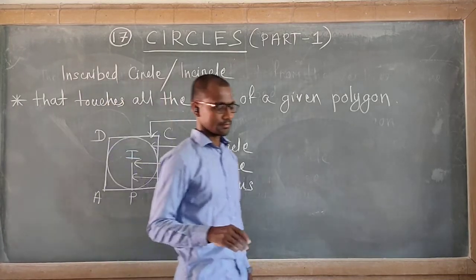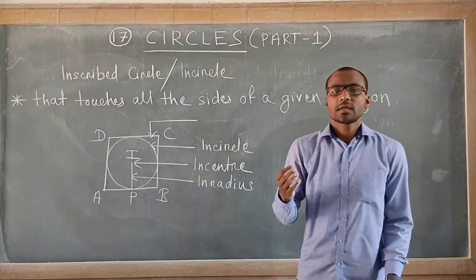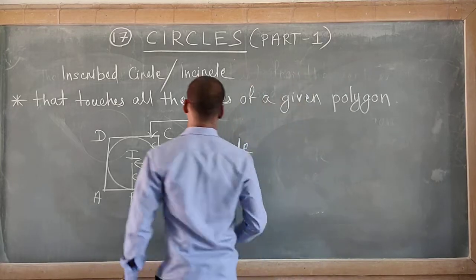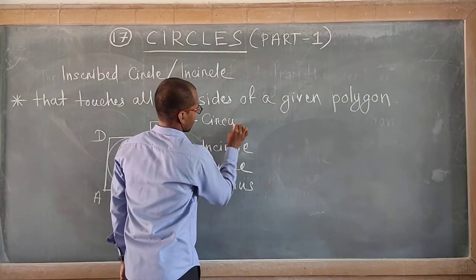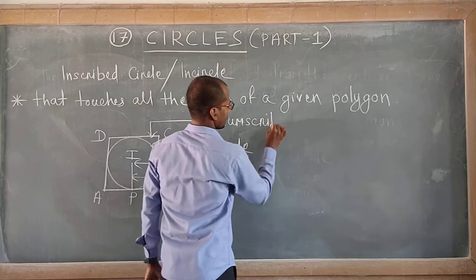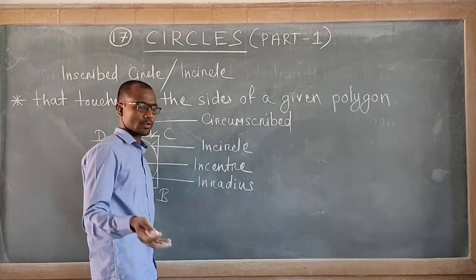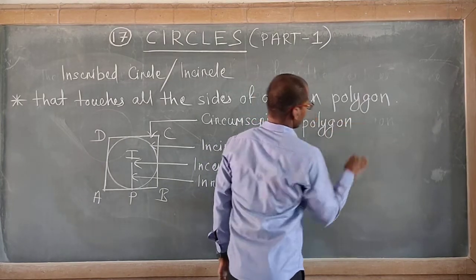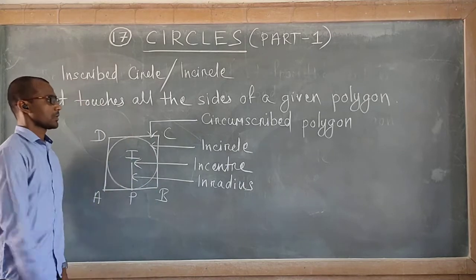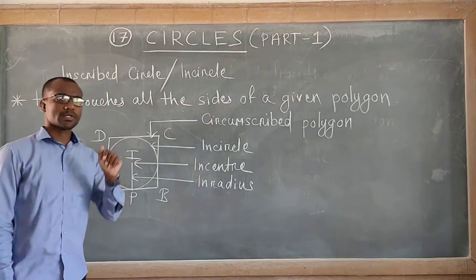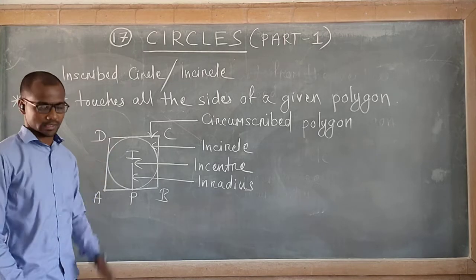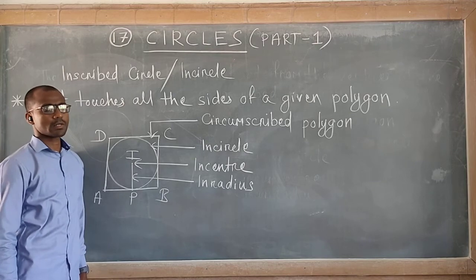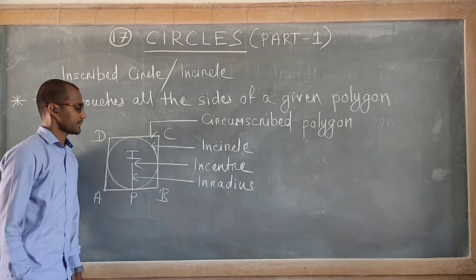And the polygon is called, in the previous case the polygon was inside, so we said it is an inscribed polygon or cyclic polygon. Now the polygon is outside, so it will be called circumscribed. Okay, outside then circumscribed polygon. So remember all these terms. Now we have a special concept in this incircle, that the incenter is equidistant from all the sides of the polygon.